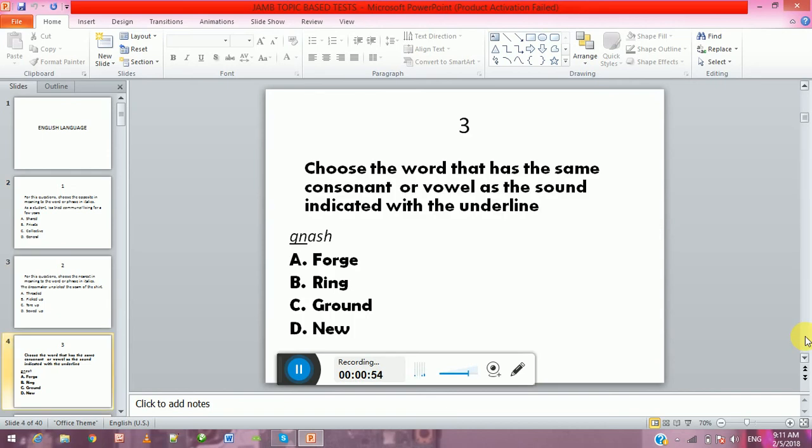Choose the word that has the same consonant or vowel as the sound indicated with the underline. Nash is the word. A. Forge. B. Ring. C. Ground. D. Kneel.